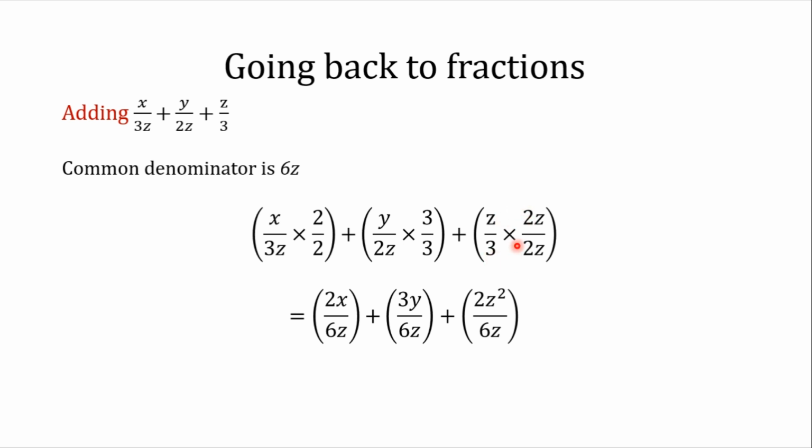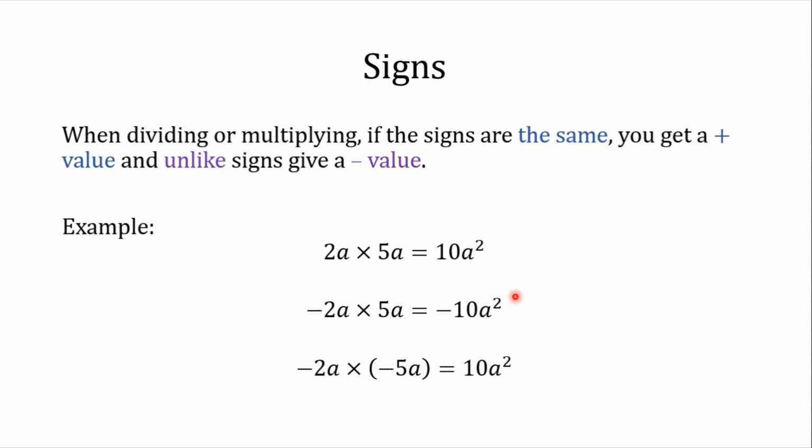And then 3 times 2z, which is 6z. The final answer now is (2x plus 3y plus 2z) squared all over 6z. Now, it's important to note that for multiplication or division, if the signs are the same, you will get a positive value, take note. And unlike signs will give a negative value.